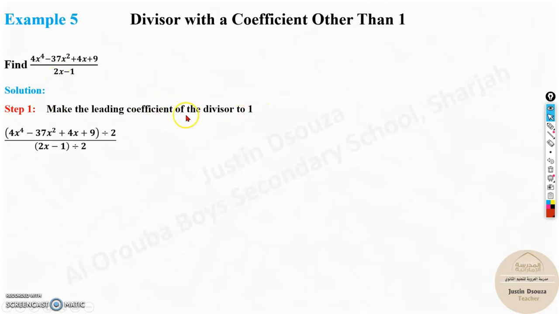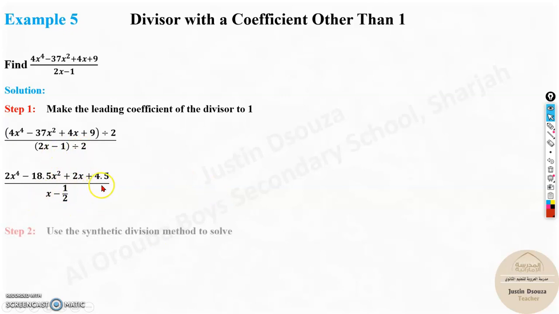So over here, the leading coefficient of the divisor is not 1, so you need to make it 1. How do you get it? Divide everything by 2. What is the answer? 4 divided by 2 is 2. Minus 37 divided by 2 is minus 18.5. 4 divided by 2, over here again 2. 9 divided by 2 is 4.5. Over here, 2x divided by 2 will become x. Minus 1 by 2 is half.